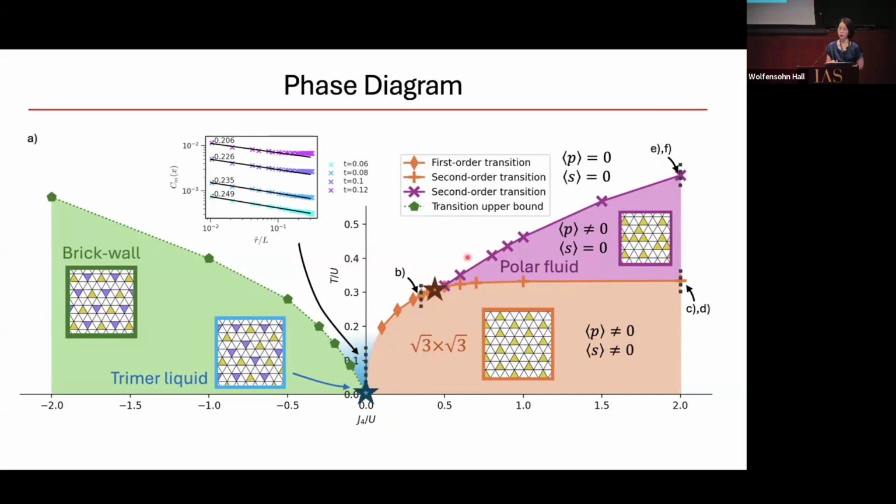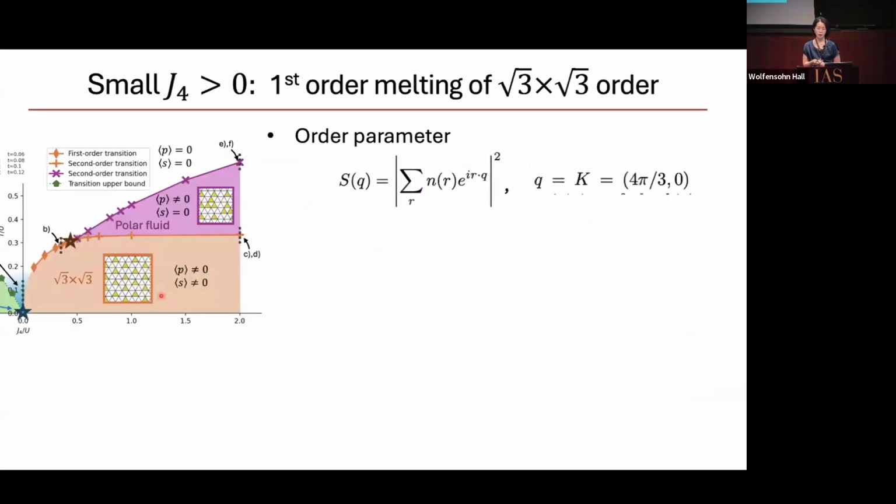So now, for the next while, I am going to discuss how we identify the nature of transition at each of these phase boundaries, and what we learned about the nature of these phases, using the correlation functions that we could calculate using Monte Carlo. Let's start with a small J4 right here. So this is the first place we're going to start with.